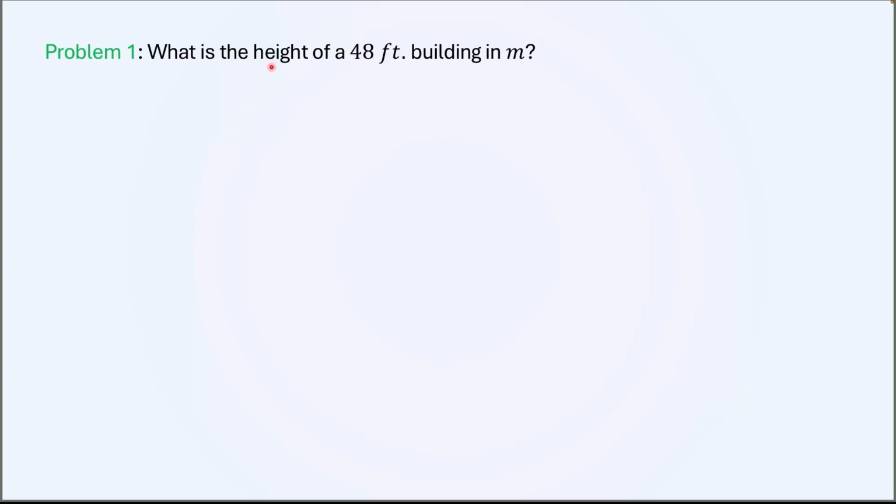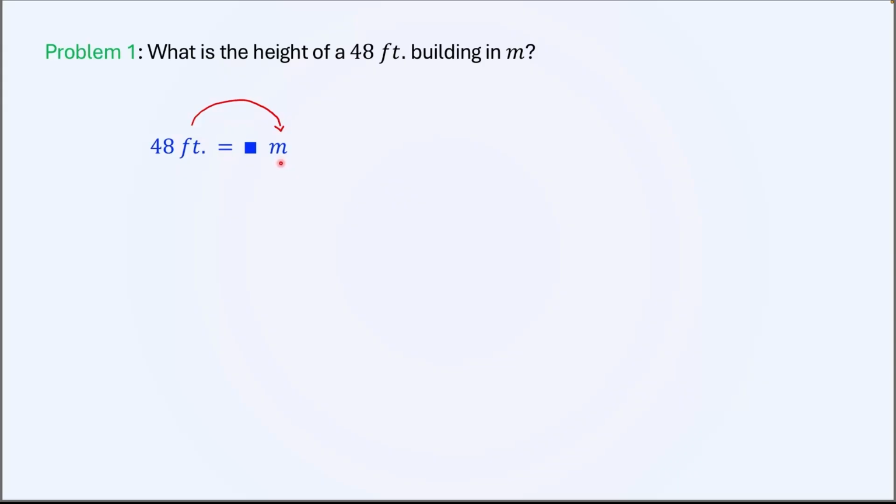When doing unit conversion, we use a conversion factor. For example, the conversion factor between feet and meter is 1 foot is equal to 0.3048 meter. And the conversion factor between kilogram and grams is 1 kilogram is equal to 1,000 grams. Next, I'm going to do some problems on unit conversion. What is the height of a 48 feet building in meters? We need to find 48 feet is how many meters. So we need to convert from feet to meter.